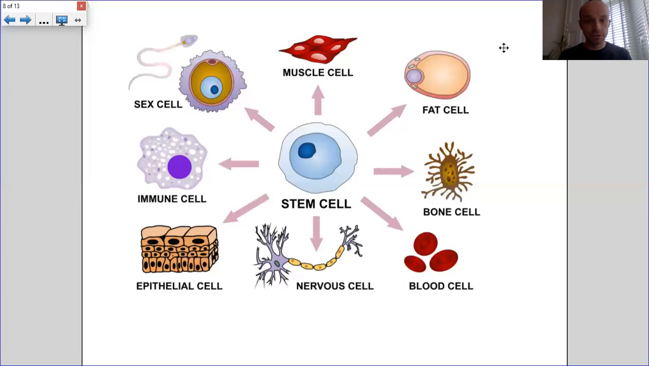So this diagram just demonstrates that. You started off as a zygote, and it developed into a ball of stem cells. Sorry, you developed into a ball of stem cells. And then some of those stem cells started to specialize. And then you end up with muscle cells, fat cells, bone cells, blood cells, nerve cells, epithelial cells. I'm not going to do all 200, but you get the idea, hopefully.